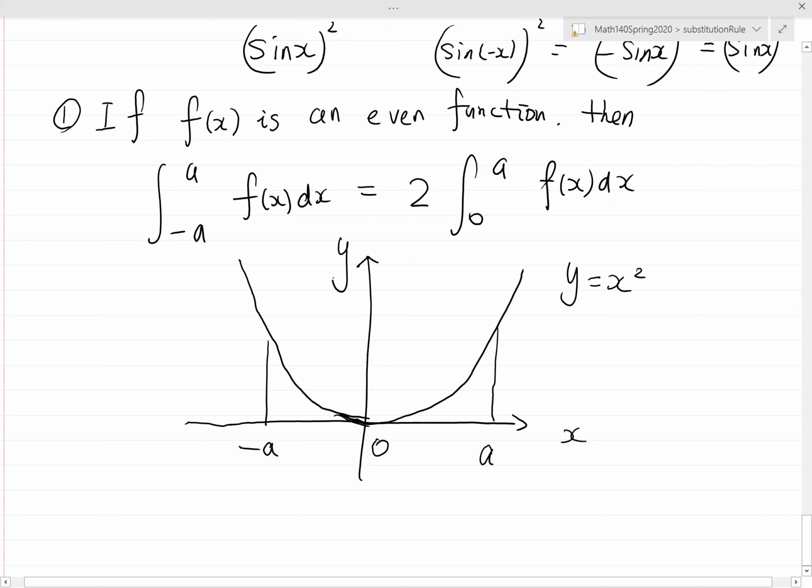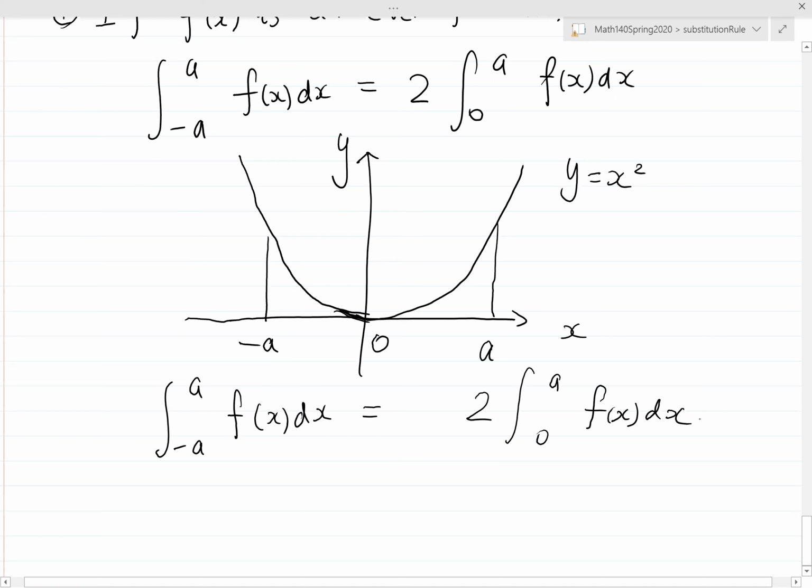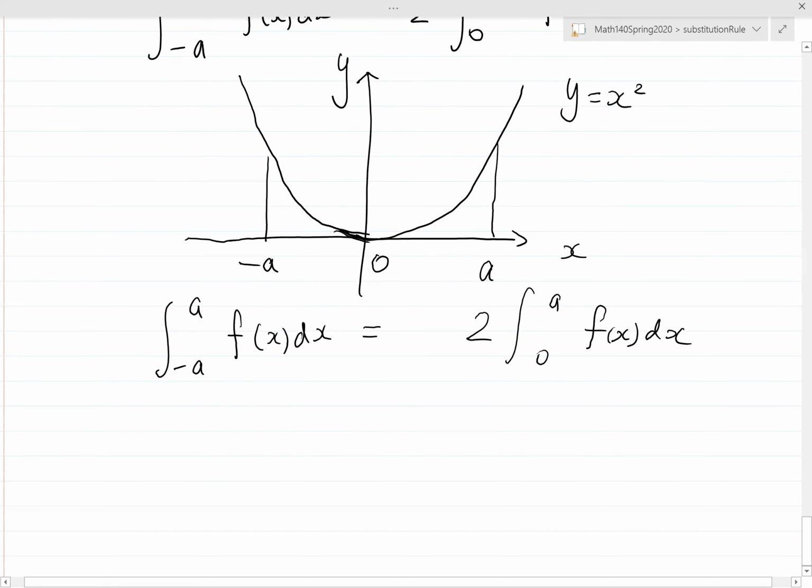we have, by symmetry, two congruent regions. So from negative a to a, by symmetry we have twice. We have two regions, from 0 to a. By symmetry we have twice that thing, f(x) dx. So this is what this substitution says. Now, an even function is symmetric with respect to the y-axis.